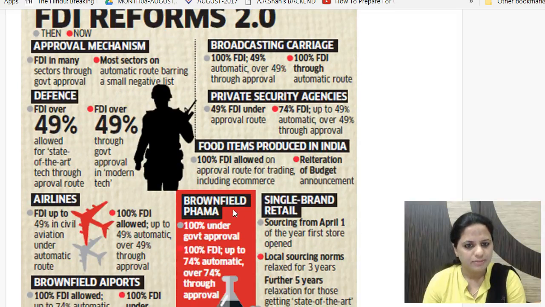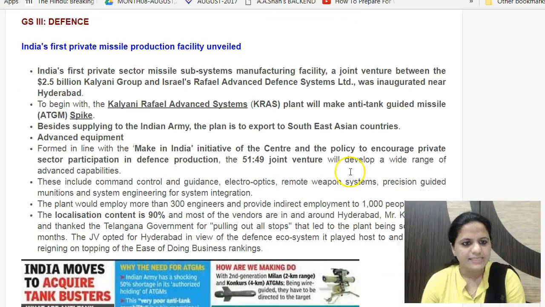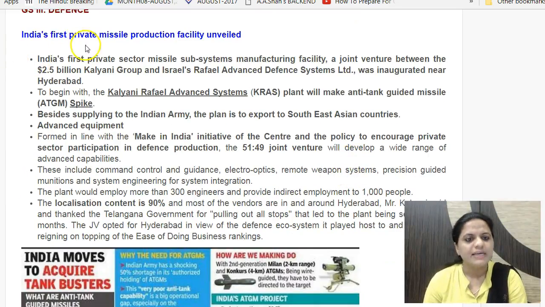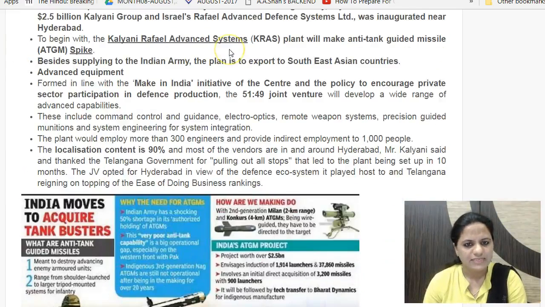And the FDI reforms which the government has undertaken. So in various sectors, foreign investment is being facilitated. So liberalization of FDI norms has taken place. Then next is the last news item. India's first private missile production facility unveiled.